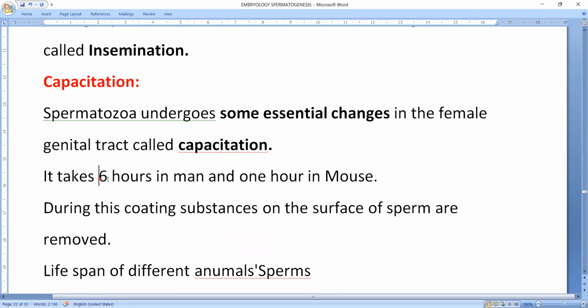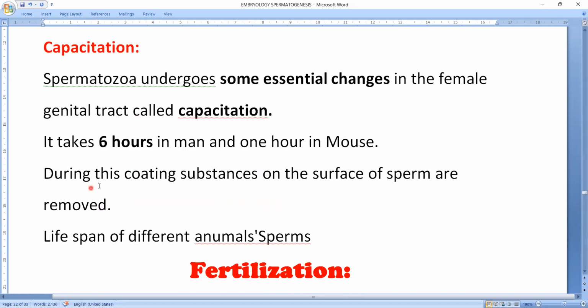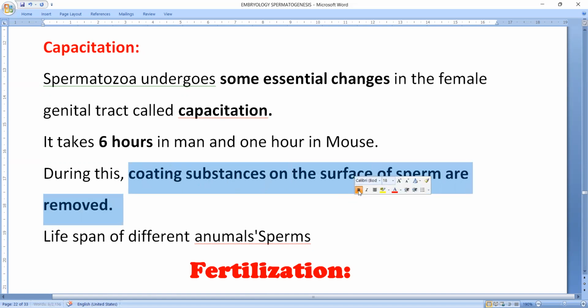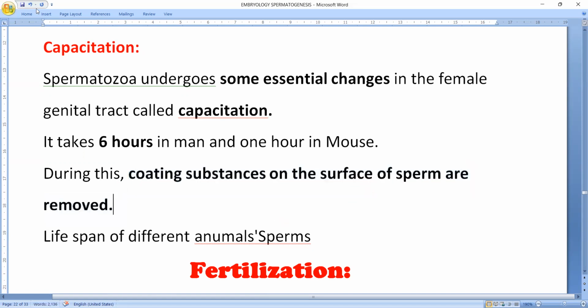So in man, it takes 6 hours for capacitation, and in mouse it takes 1 hour. Okay, during this capacitation process, coating substances on the surface of sperm are removed in the female genital tract. So this part is very, very important. CSR lo ee question adigi.